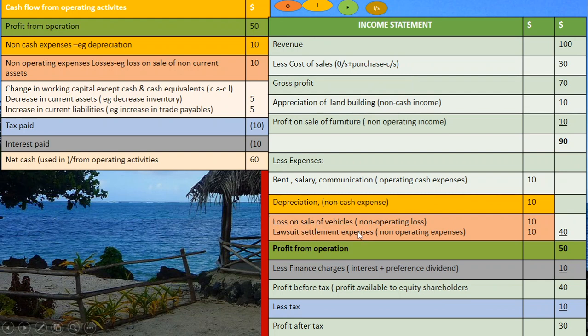So that's your lawsuit expenses. The lawsuit expenses are not normal expenses of the business, so those are called non-operating expenses. So if you come across non-operating loss and non-operating expenses, we need to add it back because it has been deducted here to obtain profit from operation, and we are adding it back to get the real cash flow from only operating activities. So here non-operating expenses, example loss on sale of non-current asset 10 is being added back. It is shown as an inflow.